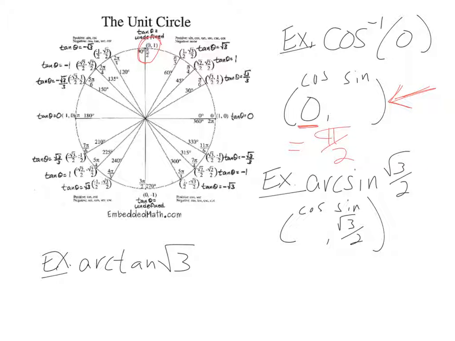The next one, arc sine, which means inverse, of square root of 3 over 2. The sine is the second number in the parentheses. So we're looking now at the right half of the circle only. We're trying to find where the second number in the parentheses is square root of 3 over 2. That happens at pi over 3.